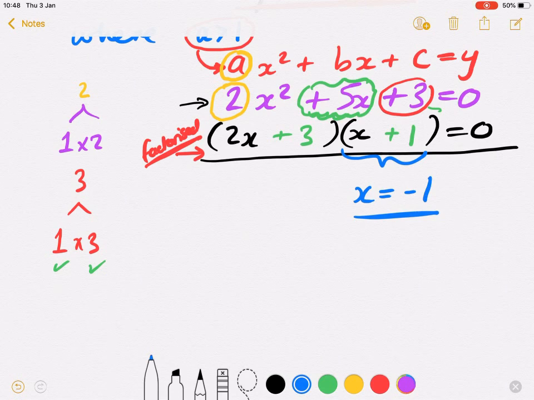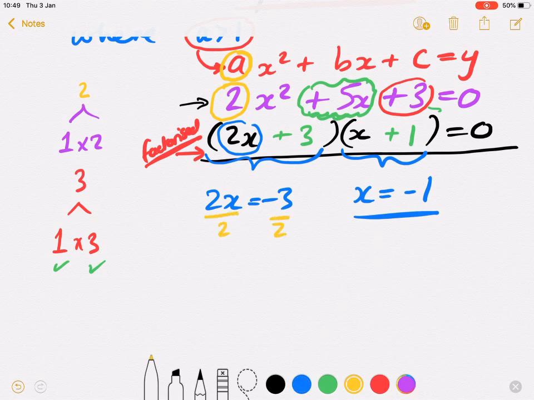But in this particular question, it's not going to just be the opposite of +3. To make this bracket equal to 0, this part will have to be equal to -3. So we can just write that part out. 2x equals -3. So if I want to work out the x value, the opposite of times by 2 is divide by 2.